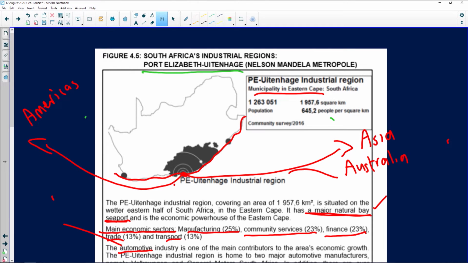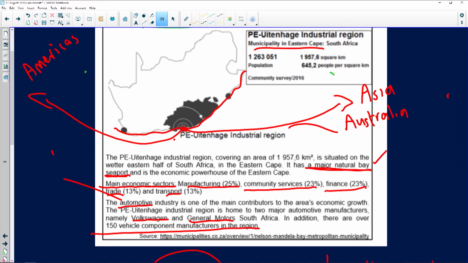Now, the second question, we've basically discussed all of these questions already, but just looking at our case study. Okay. State the main industry in this region. What's the main industry over here? The automotive industry, the car industry. Okay. We looked at it. It's VW, General Motors. Okay. Car manufacturing. That's what's taking place over there.